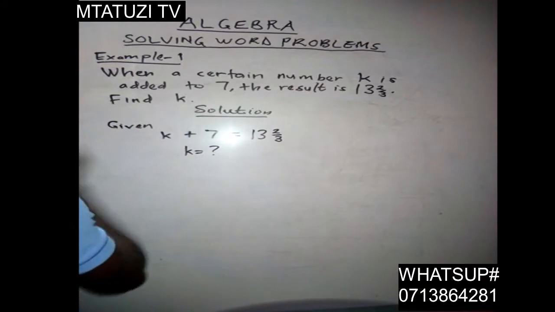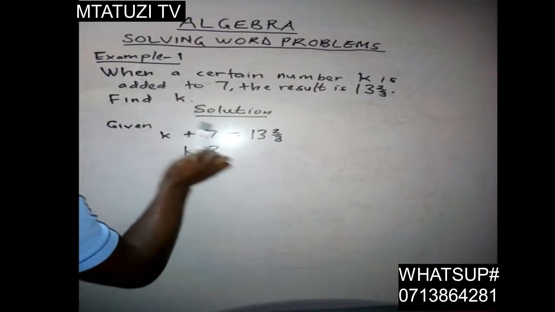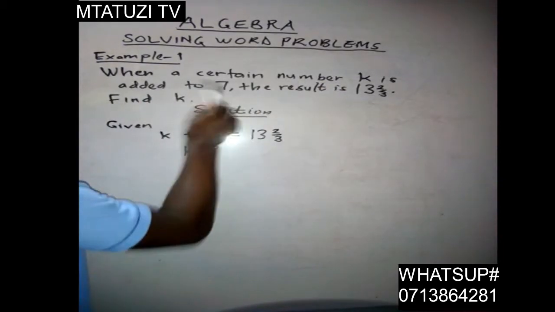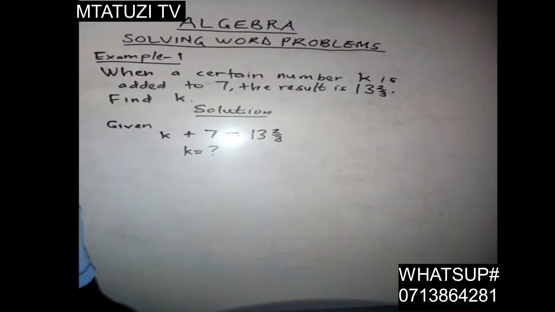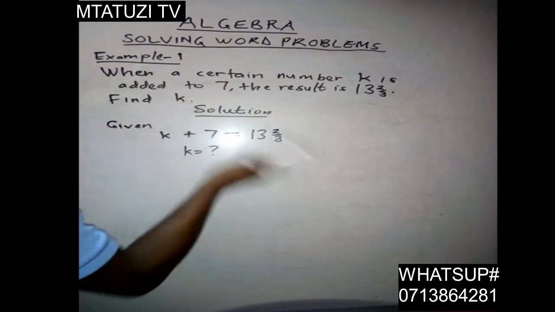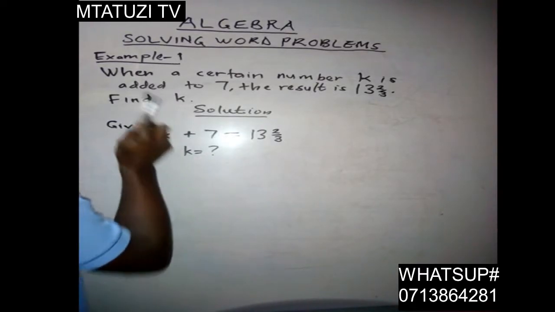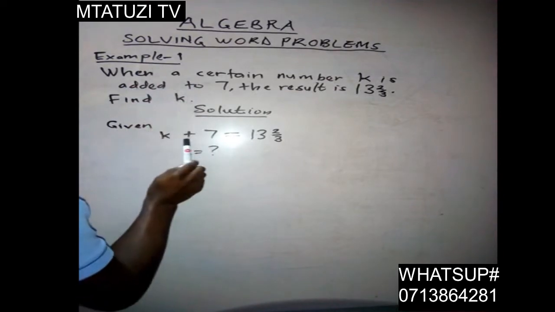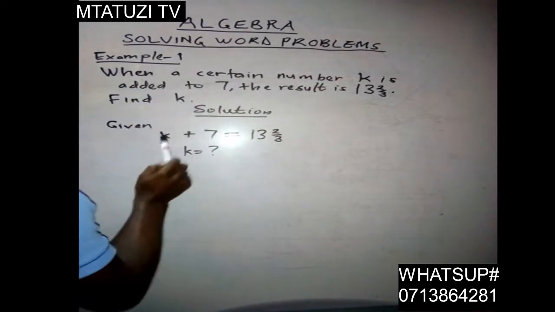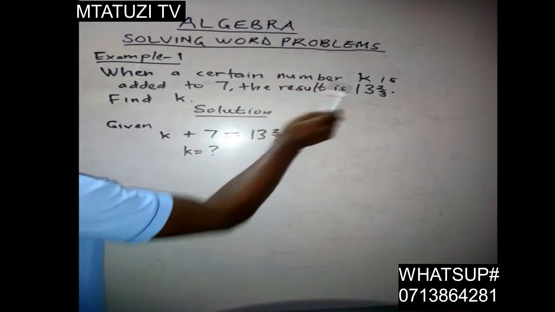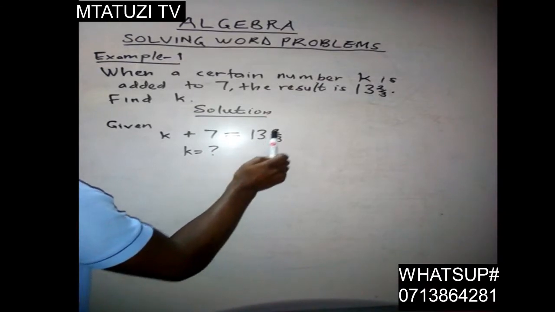Kwa hiyo swali umepewa ni word problem. Kwa hiyo wewe umetengeneza hii question kutoka kwenye word problem. Anakuambia namba fulani k inapojumlishwa na 7, jibu lake ni sawa na 13 2 over 3. Tafuta k. Kwa hiyo ndio maana mwanzo tukasoma, tukaandika zile keywords za kukuwezesha kujua kwamba tendo gani unatakiwa utumie. Kwa mfano neno added to maana yake ni jumlisha. When a certain number k, ndio namba ambayo tunaitafuta, is added to 7, the result is equal to 13 2 over 3.